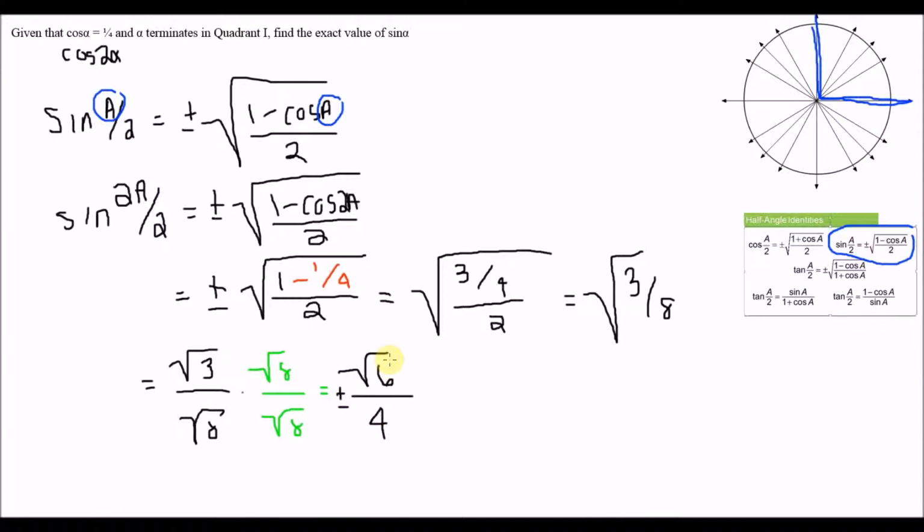Now, to determine this, it's easy. We just look back to what it told us. A is in quadrant 1. So, every angle is going to be positive. So, for this, our answer for what sine is would be square root 6 over 4.